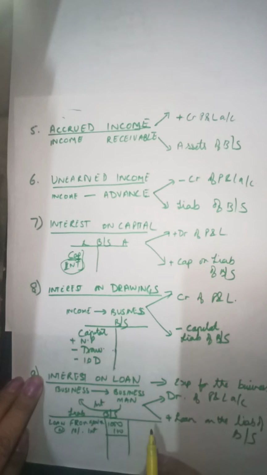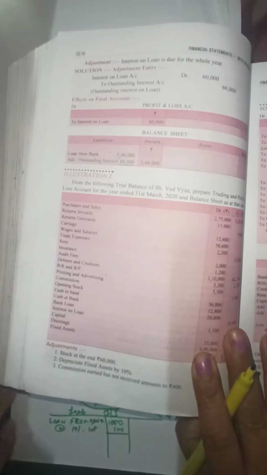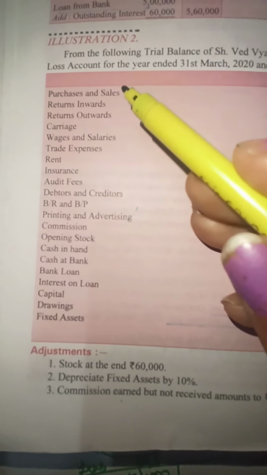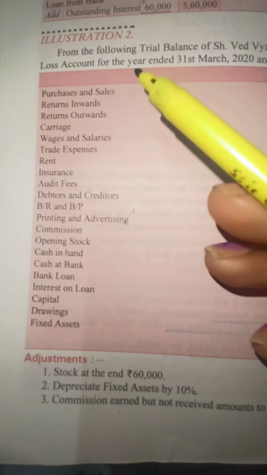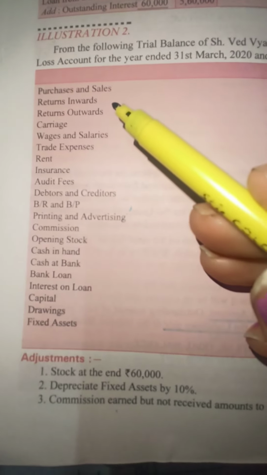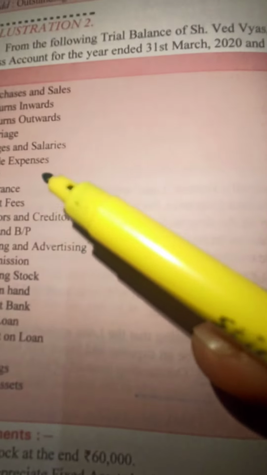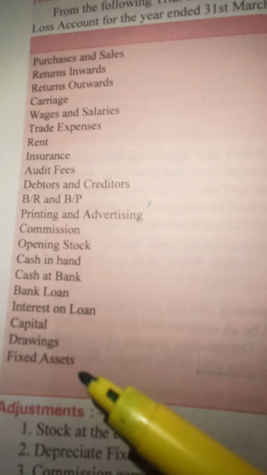Now let us do the illustration. The corresponding illustration is illustration number 2. This is the question, children. Purchase and sale, return inward, return outward, carriage, wages and salaries, trade expenses, rent, insurance, opening stock, cash in hand, cash at bank.